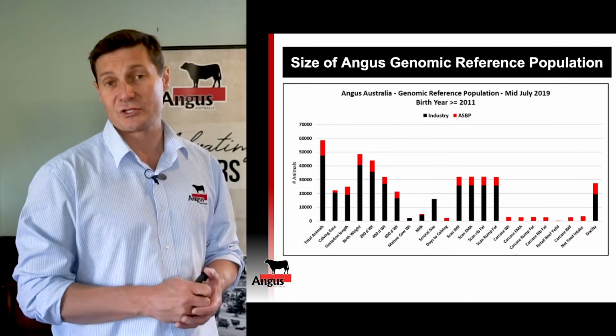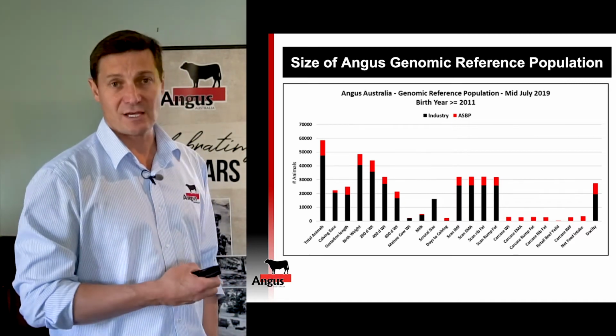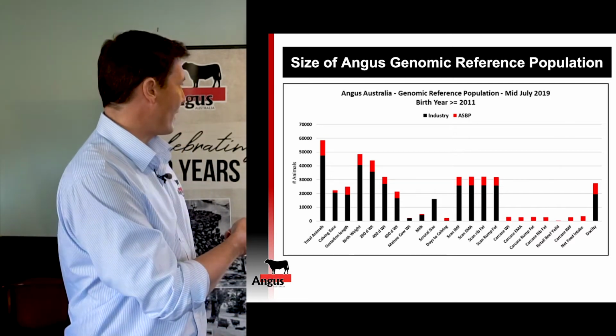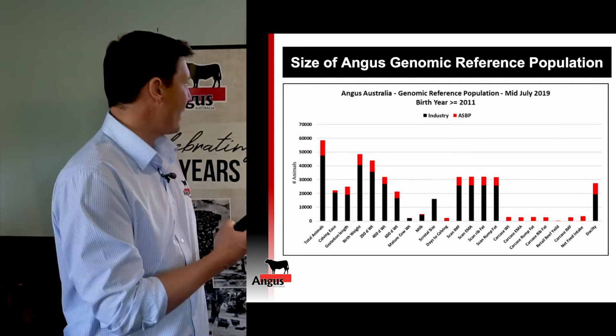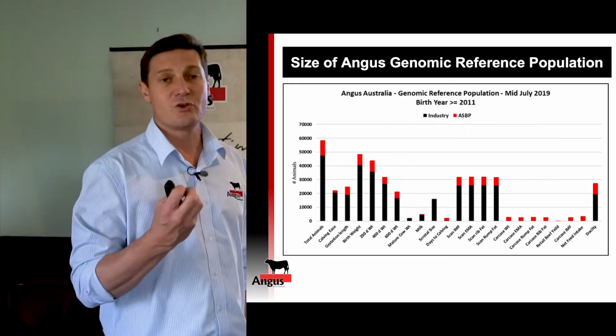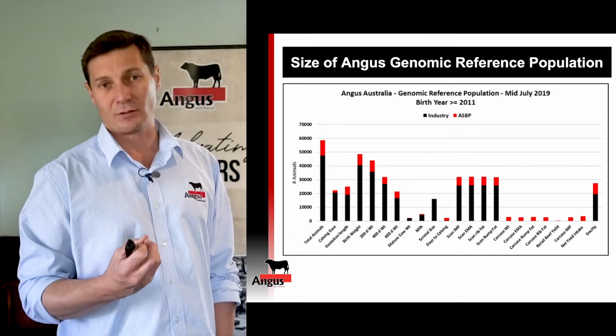So what's the size of the genomic reference population for those traits? You'll see, certainly for some of the more routinely measured traits, like 200-day weight, 400-day weight, birth weight, even 600-day weight, we've now got a reference population that's well over 20,000 animals. So it's a really useful, relevant, well-recorded reference population for which we can extract a lot of value.